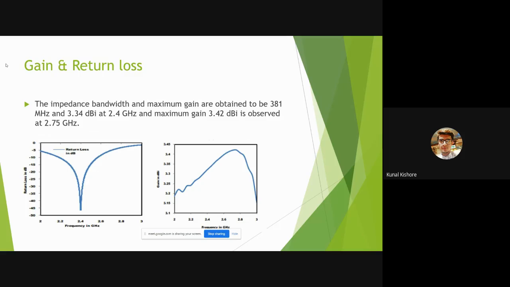The result is all about getting the frequency of 2.4 gigahertz, and the maximum gain that we have got is at 2.74 gigahertz. That comes out to be 3.42 dB. And at 2.4 gigahertz, the gain comes out to be 3.34 dB.